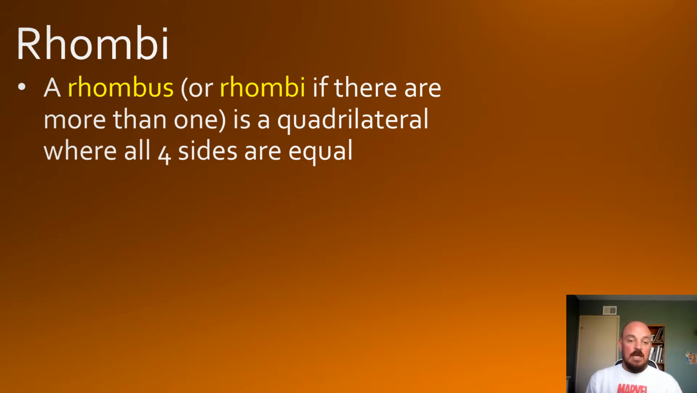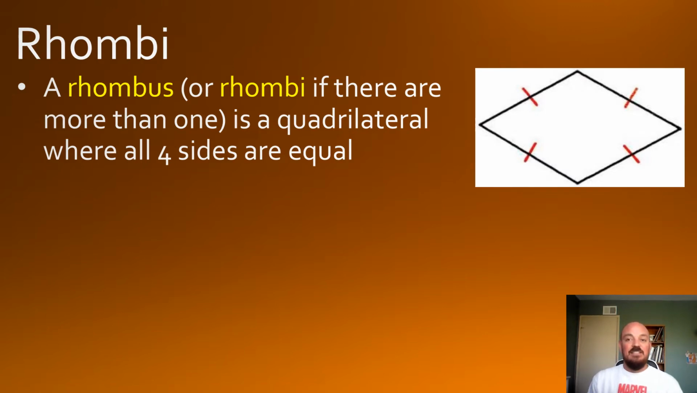Now it is a quadrilateral, and the definition of a rhombus is all four sides are equal. When I first say that, you probably immediately think of a square. Now a square is a rhombus, but you can also have a shape that looks like this kind of diamond-looking shape. This is a four-sided figure. You can see by the little markings that all four sides are equal, but it's not a square. Four sides congruent, not a square.